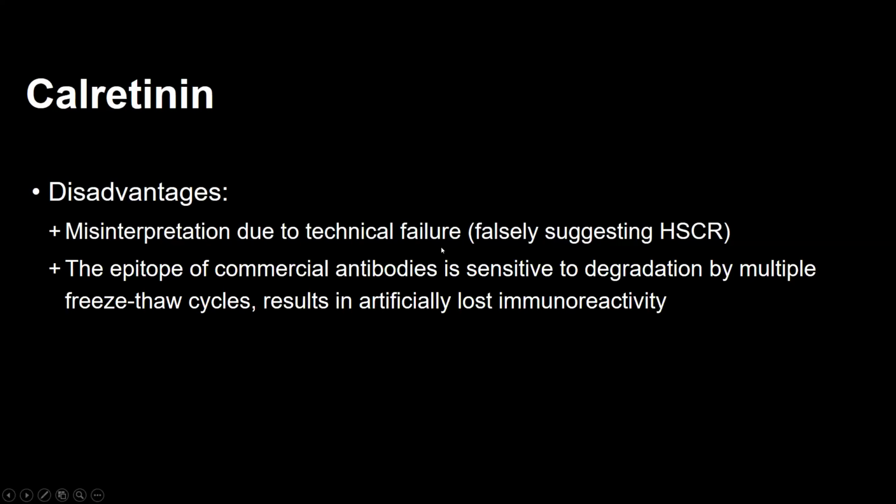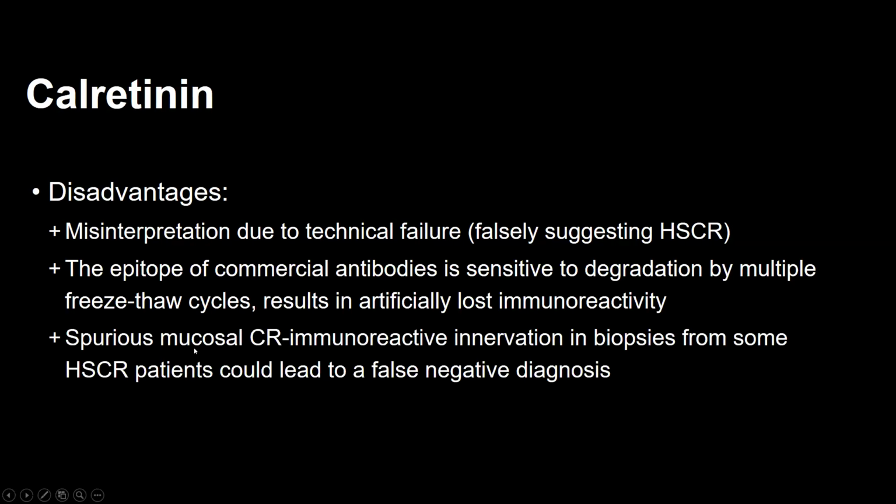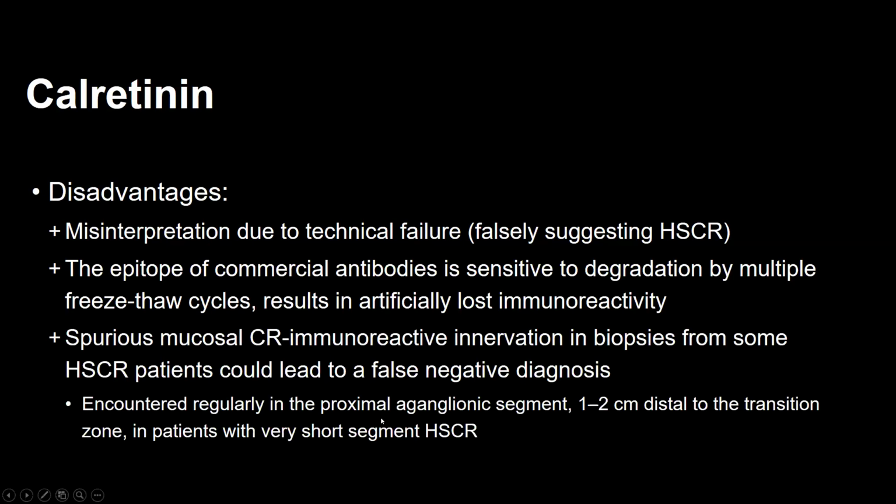And then what are the disadvantages of calretinin? Well, it can be misinterpreted due to technical failure. Unfortunately, when you do a lot of freezing and storing of these specimens, some of these commercial antibodies may lose their immunoreactivity, so it might be a challenge to reproduce or to stain them well after using a frozen section biopsy. And then spurious mucosal immunoreactivity can also be seen in Hirschsprung patients, and that can lead to a false negative diagnosis. And usually that's occurring in the proximal aganglionic segment, just near to the transition zone.